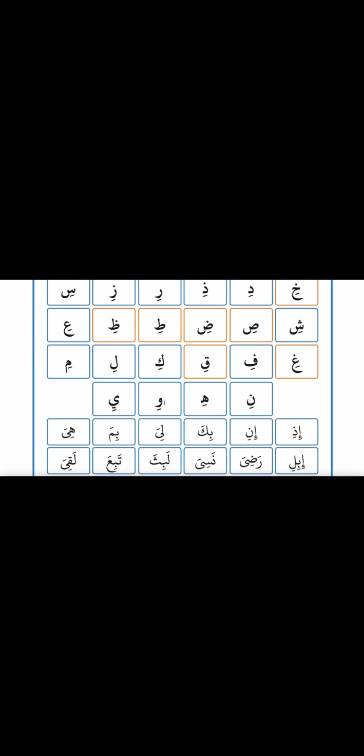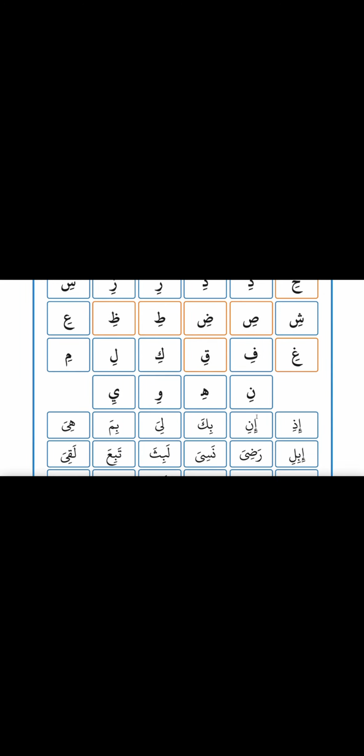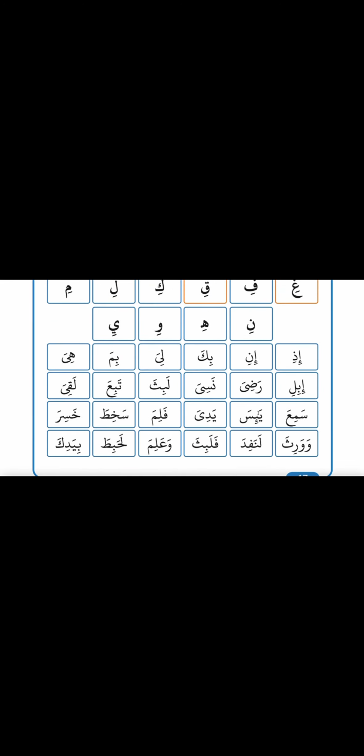Ha becomes he. Wow becomes a we. Ya becomes a ye. Okay, so now we're going to practice. I'm going to give you a few seconds to look at the word and then I will pronounce it afterwards.